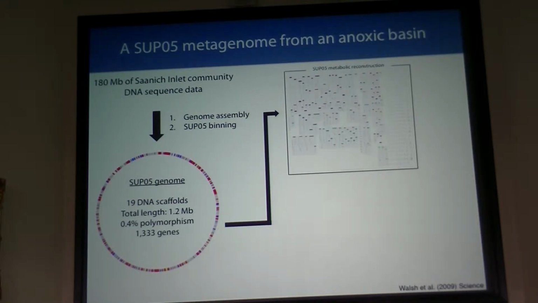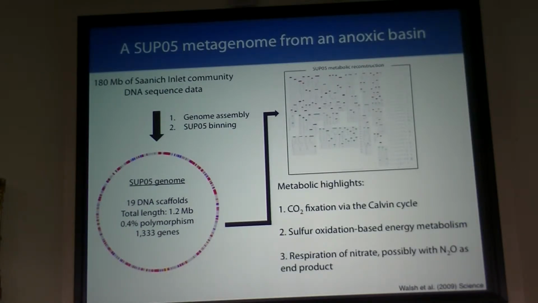And what's nice about this is now we actually have all of the genes, 1,300 of them or so, in the same bag, right? So we can reconstruct the metabolism of this organism in the environment. And so this is just a schematic looking at the metabolic reconstruction. And some of the highlights here, I don't want to go into all the details, but we could demonstrate that this organism had the ability to fix CO2 via the Calvin cycle.